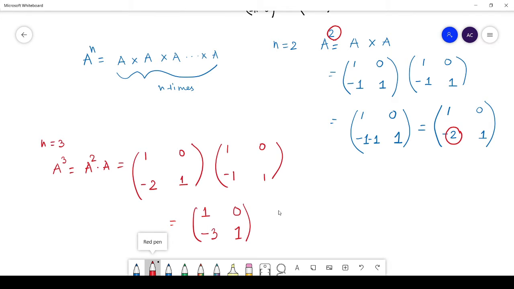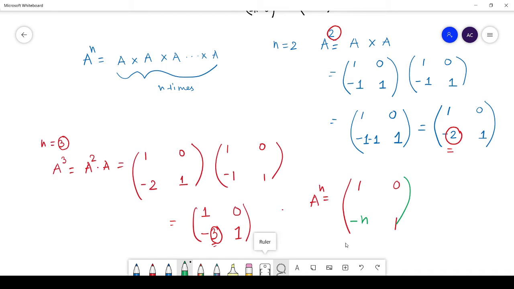Again you can see here n equals 3 and this 3 comes here, so the pattern is the same. If we do A to the power n, the pattern would be that 1, 0 and 1 are fixed for A square and A cube. For A square also these 3 entries are fixed, and for A cube also these 3 entries are fixed. Now for n equals 3, the 3 comes here. For n equals 2, 2 comes here. So this position would be this one. This is our answer.